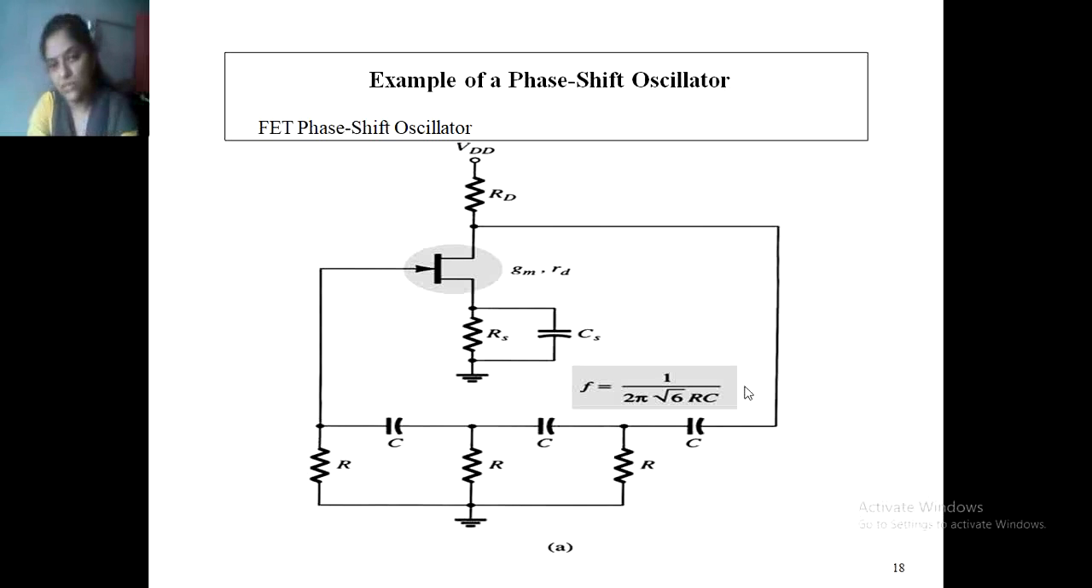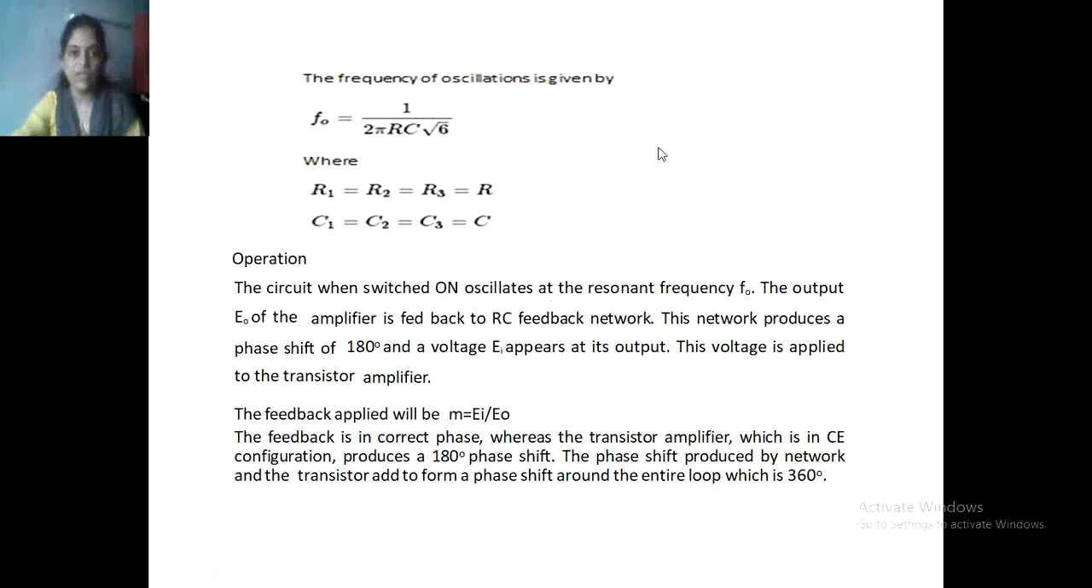Why is it known as the phase shift oscillator? Because it produces a phase shift between the input and output. That's why it is known as the phase shift oscillator. The frequency of oscillation is given by f0 = 1 / (2π√6 RC), where R1, R2, R3 equal R, the same value, and C1, C2, C3 equal C, also the same value for the capacitors.